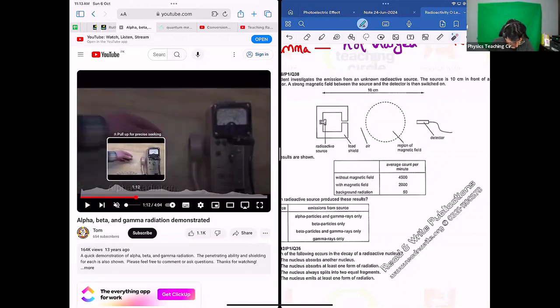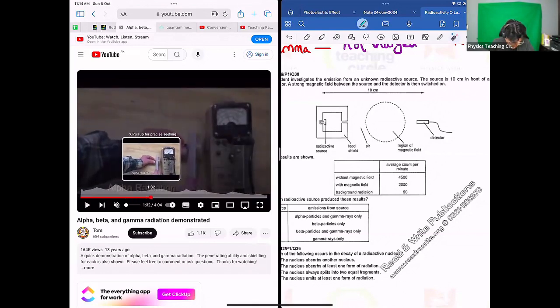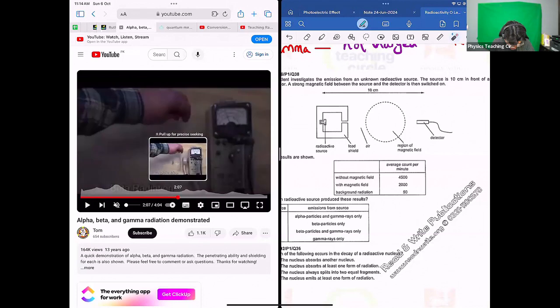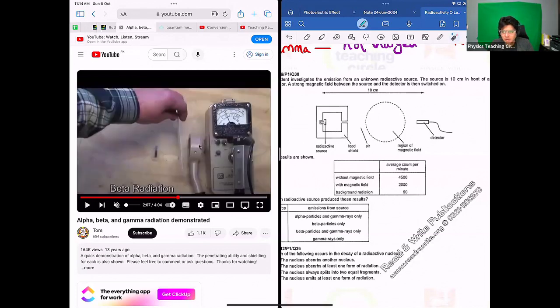This was alpha. This is beta. So tell me, whose deflection was more? Alpha's or beta's? You saw it yourself. Alpha was somewhere here. Beta is here. Do you guys understand now? And the least amount of movement is for gamma.